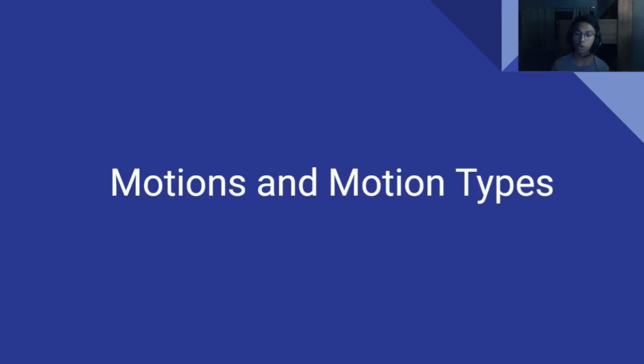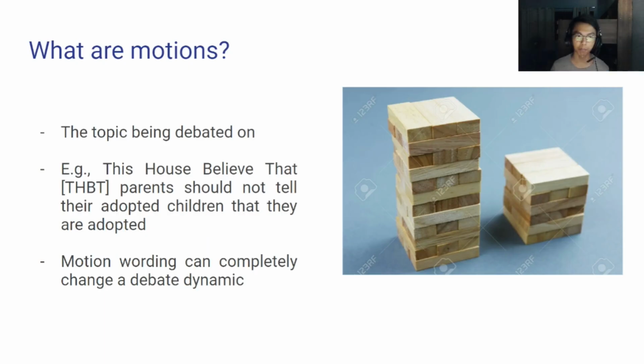So, let's cover motions and motion types. A motion, very simply, is just the topic being debated on. So again, for example, this house believes that parents should not tell their adopted children that they are adopted. So government team here will say, yes, we don't think parents should tell their children that they are adopted. Opposition will say, no, we think that the children deserve to know that they are adopted.